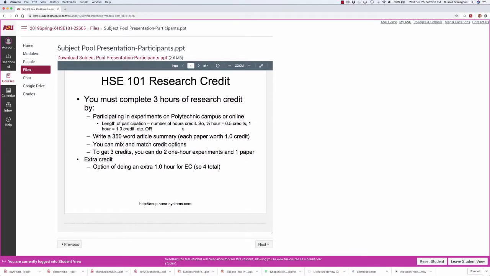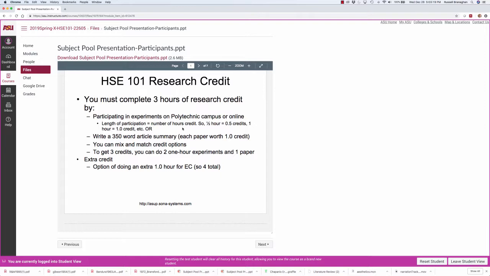And as I've described, you are responsible for participating in research credit. That is, you have to complete 3 hours of this research credit by doing one of two things: participating in experiments that are held either on the Polytechnic campus or online. The length of each participation, basically the length of time, equals the number of hours of credit. So for example, if it's an experiment worth a half hour, well, that would only require a half hour worth of participation and you would receive 1/2 credit. If it's a 1 hour experiment, chances are it'll take you about an hour to complete it, and that will give you 1 credit. Your task is to accumulate 3 credits total by doing that.